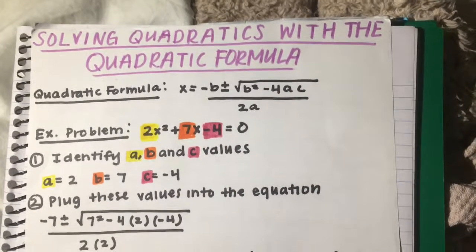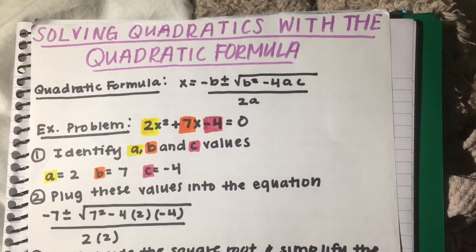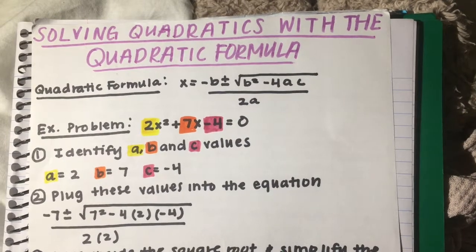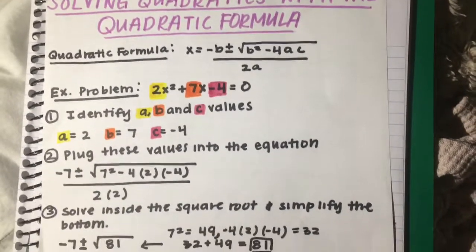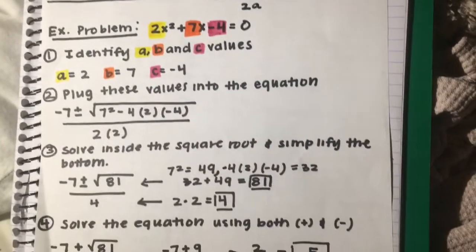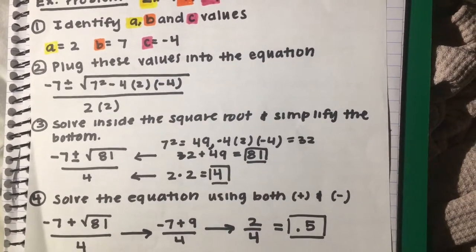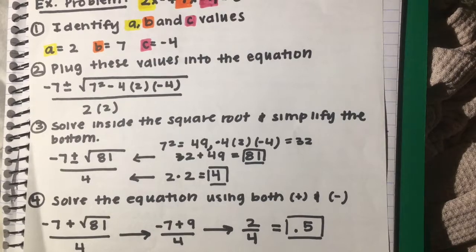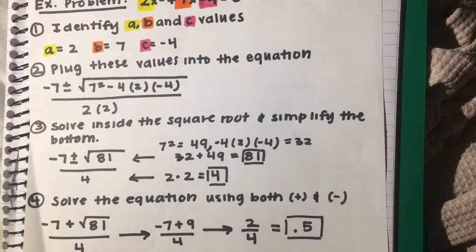First, you will need to identify your a, b, and c values. In this equation, a equals 2, b equals 7, and c equals negative 4. Next, plug these values into the quadratic formula. Your equation should be negative 7 plus or minus the square root of 7 squared minus 4 times 2 times negative 4, all divided by 2 times 2.